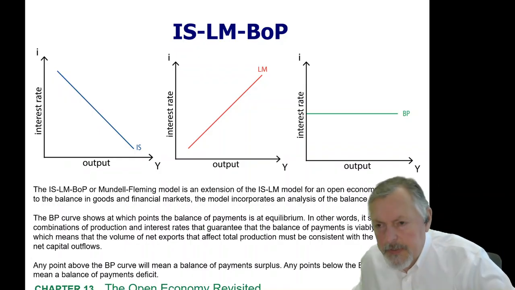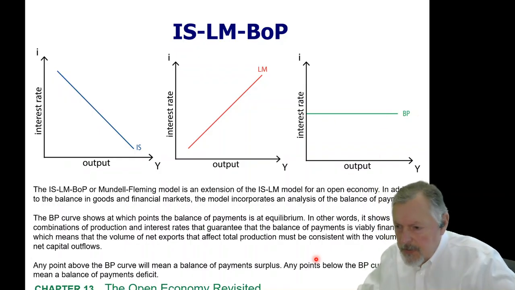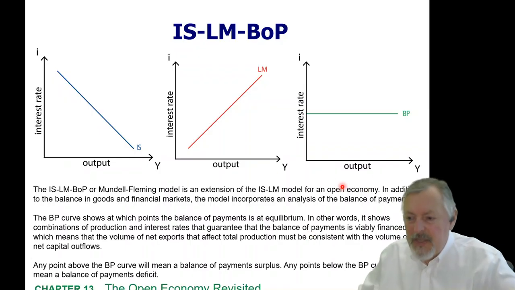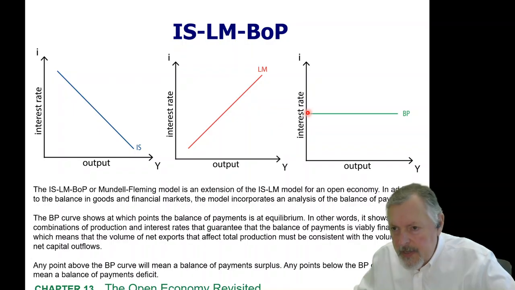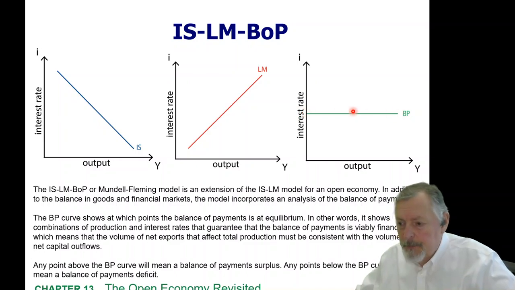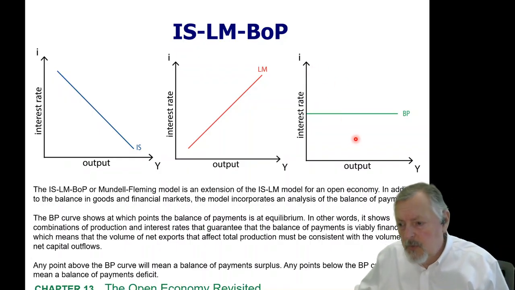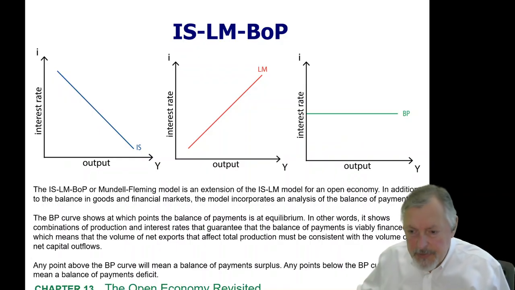The line's horizontal because it's saying essentially you can have any level of domestic output you want, but the interest rate is always going to end up at this value, the world equilibrium. And any point that is not on that line means your balance of payments are not in equilibrium. Any point above the BP curve means your country has a balance of payments surplus. Below means you have a balance of payments deficit.